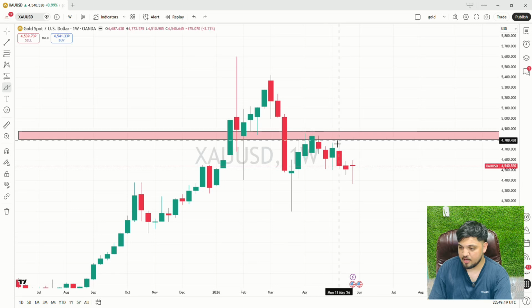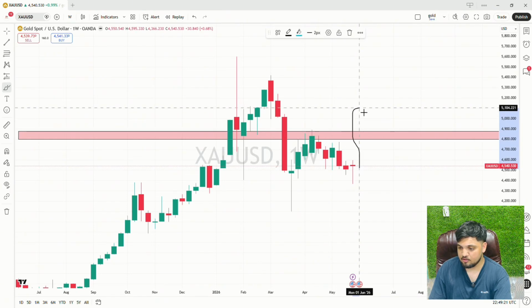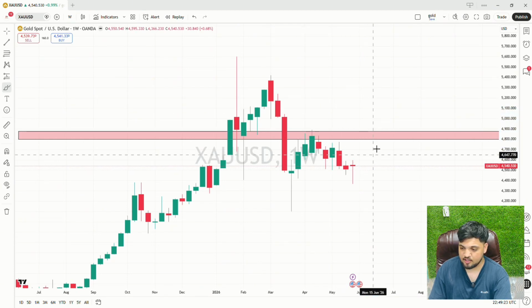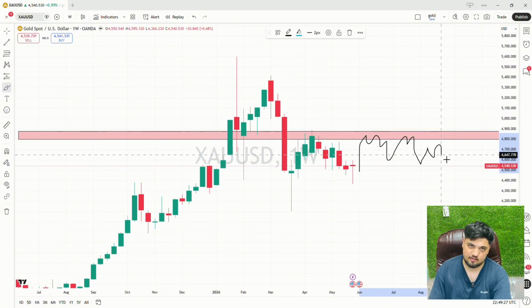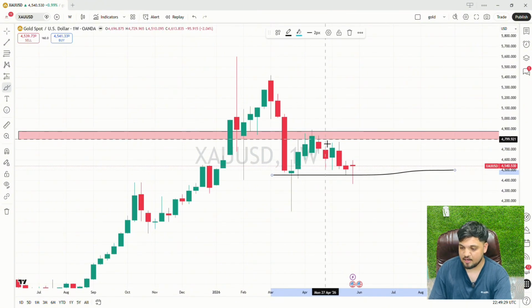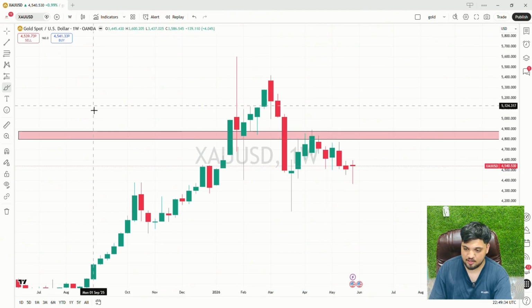So the buy will come when gold gives a closing above the red zone. Otherwise, the market will again be stuck between this black line and the red zone. So in the weekly chart we have this trend line and this red zone, and let's move to the day one chart.